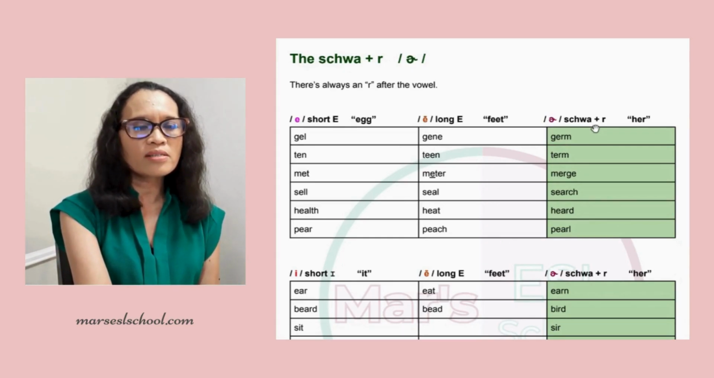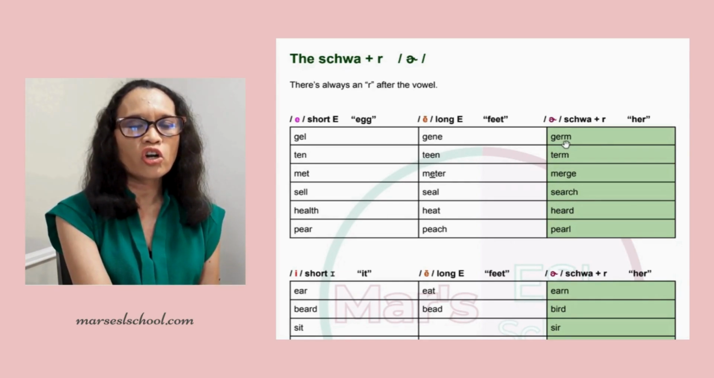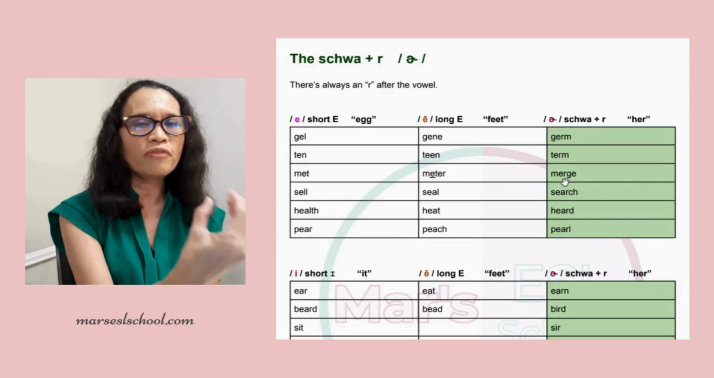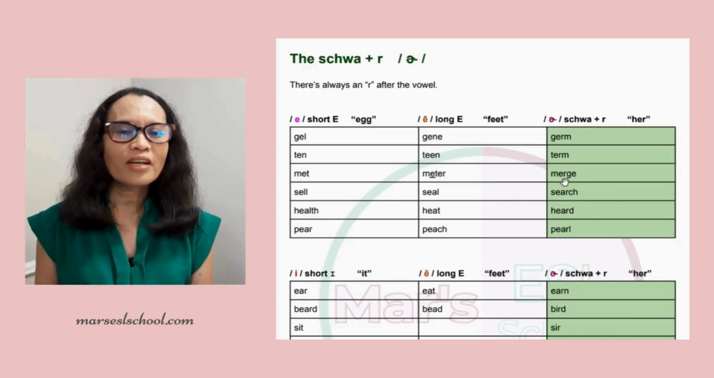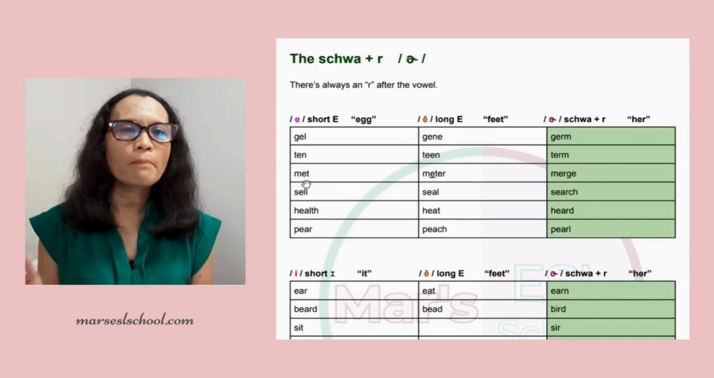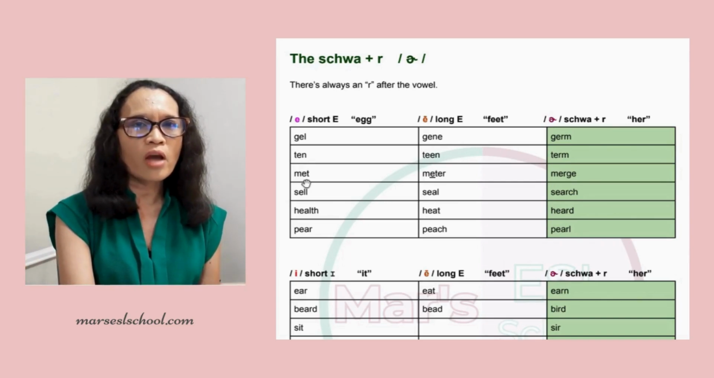So we have words like germ. Remember, the sound for the schwa+r is like this. Ger, germ, term, merge. So if you listen to it, if you watch the mouth, it's very different from jet, gel, set, ten, men, met. So we don't want to say jet, germ, set, term, or men, merge.